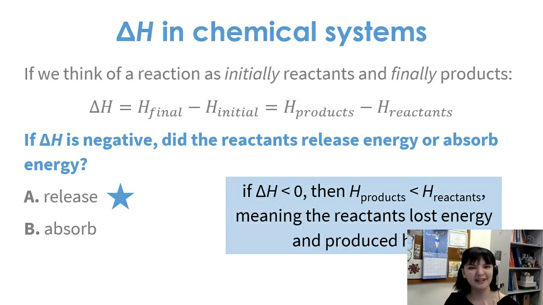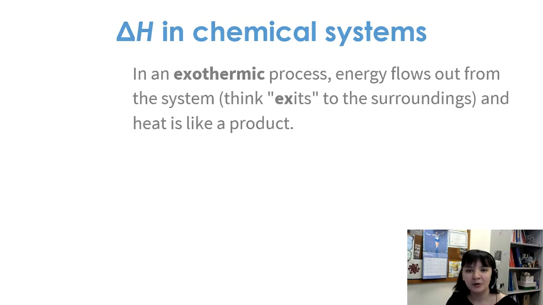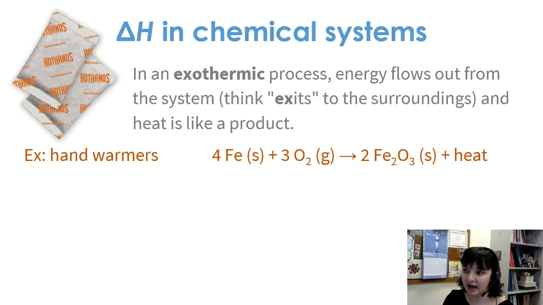So let's look at some more examples similar to this. This is an example of an exothermic process, where you have thermal energy, heat, exiting from your system. So exothermic, think of it as being released. In a sense, heat is another product that's being produced from this chemical reaction.